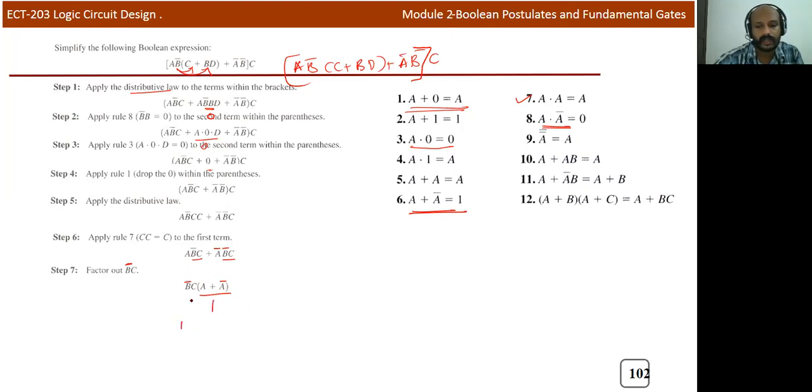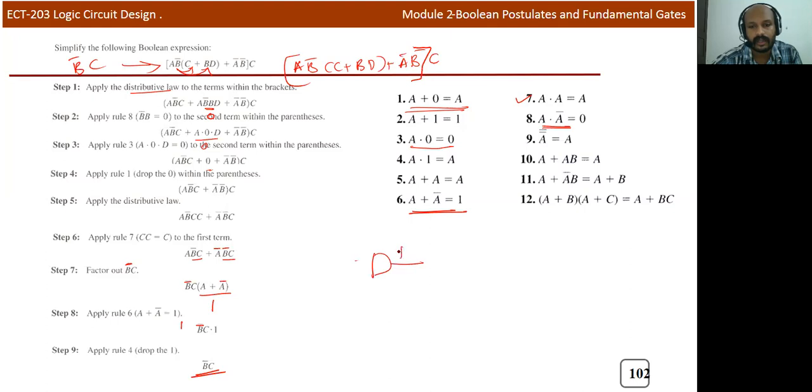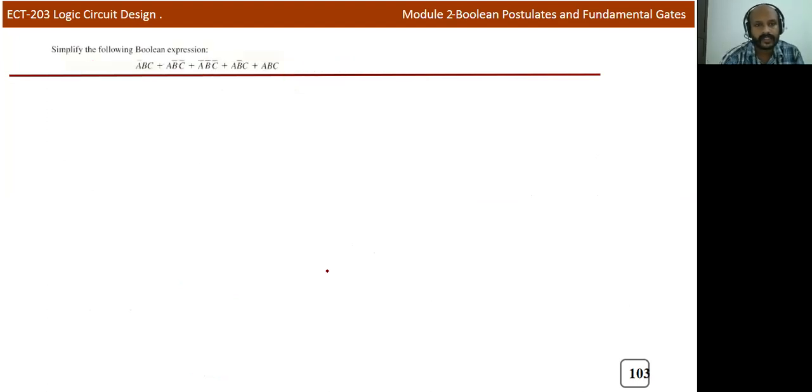Then it becomes b bar into c into 1. So simply, after dropping this 1, you can write b bar into c. So this lengthy expression becomes equivalent to b bar c. By using a simple expression, I can implement that. You need b bar c. So one input will be c, another input should be b bar. In order to get b bar, you need to use a NOT gate. Okay, now we'll discuss the next question.